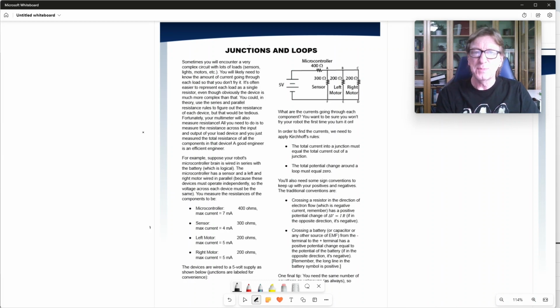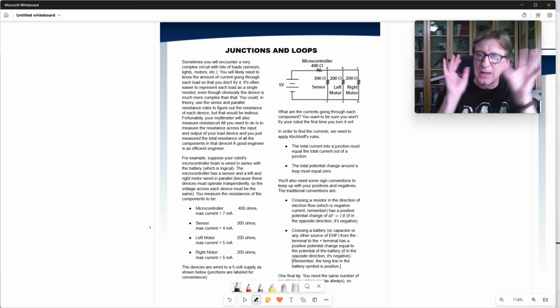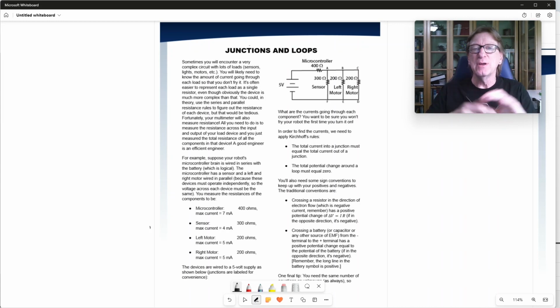And remember that an amp is a measure of current, so it's coulombs per second. And this would be obviously 10 to the minus 3. For the sensor, we're going to say there's 4 milliamps, and then each of the motors is going to be 5 milliamps. So given this setup, it's plugged in, hypothetically, and it's running. How much current is going through each device, and is each one of them safe? That's what we want to find out.